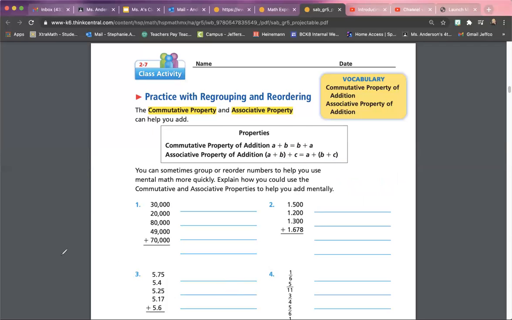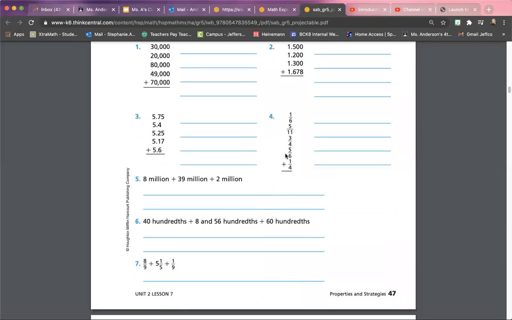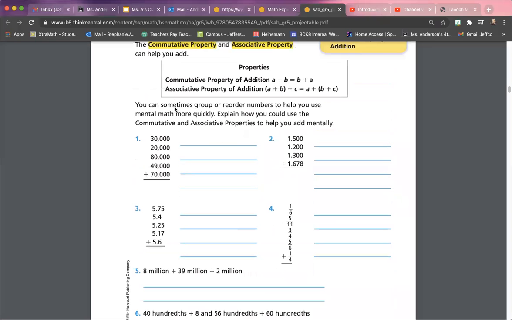We're going to apply this today to our fractions and decimals. So I want to give you a good example. It says you can sometimes group or reorder numbers to help you use mental math more quickly. Explain how you use the commutative and associative properties to help you add mentally. A good way of explaining this is creating mental groups. We do this often without even thinking about it. And then you might sit back and go, oh my gosh, I do that all the time.